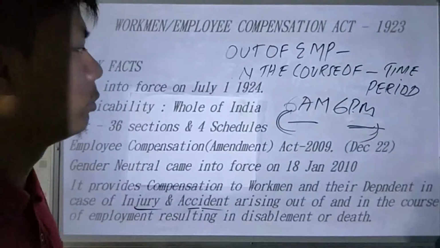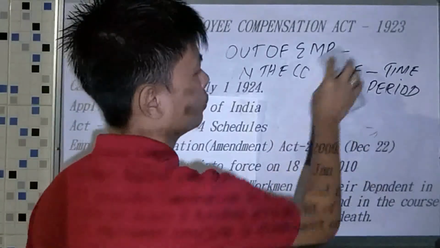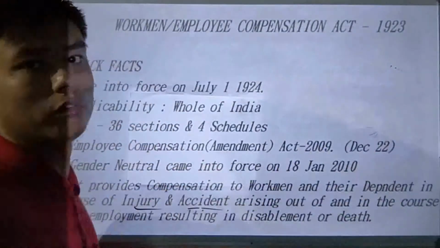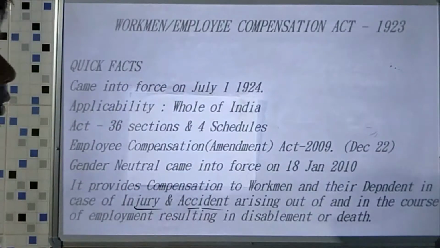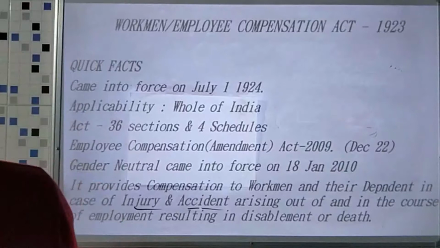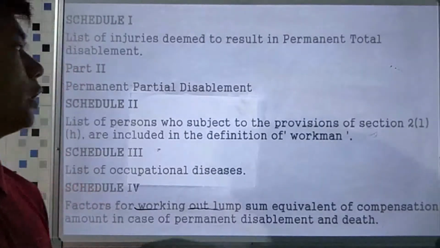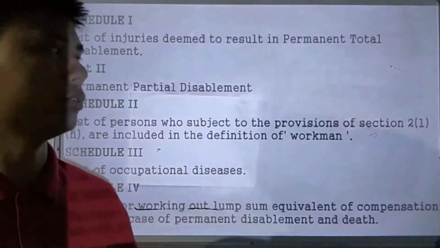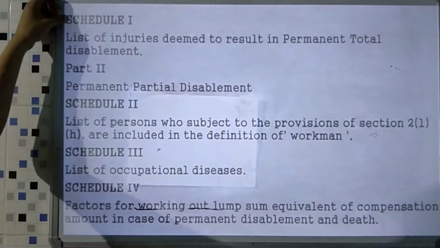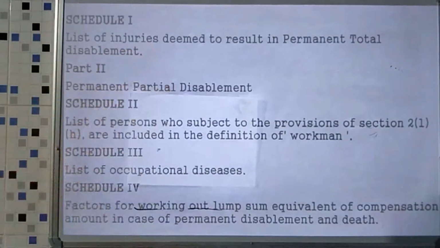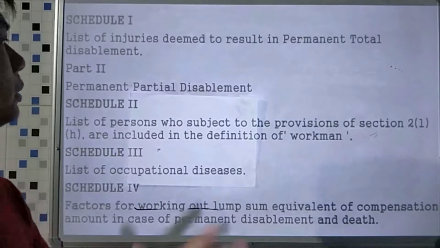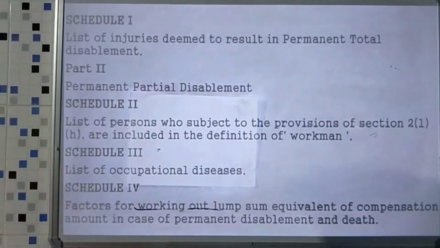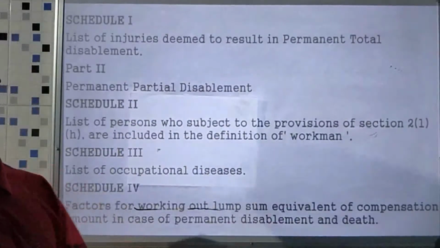And we'll be discussing some cases too. So I guess all of you are clear. This is the short information regarding this act. So let's go into detail now. I also told you that there are 4 schedules, right? See, Schedule 1, list of injuries. What are those injuries that shall be called permanent total disablement? And after this I will be speaking about what disablement is.